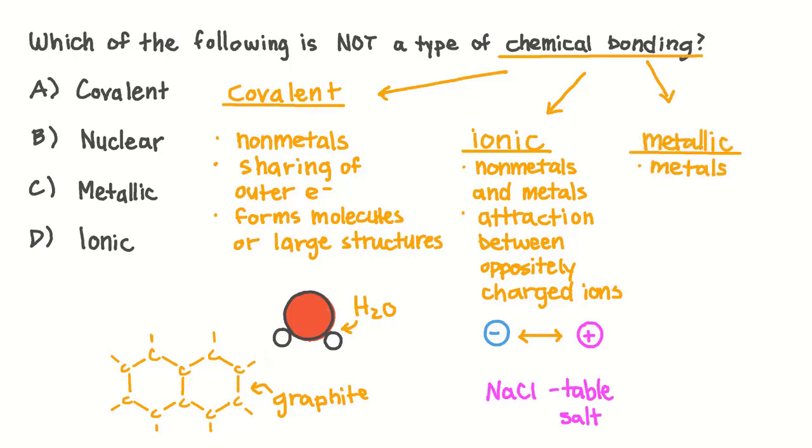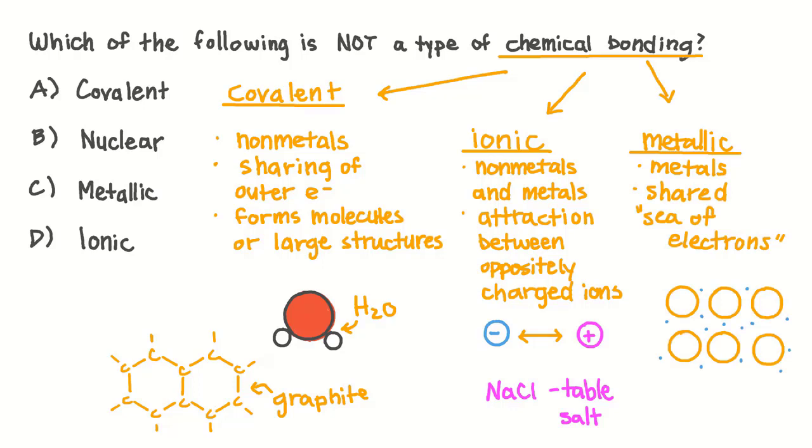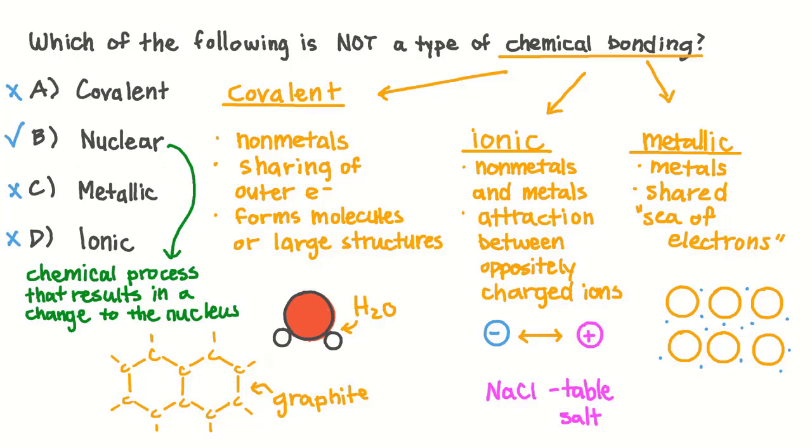The final kind of bonding is metallic bonding, which, as the name suggests, occurs between metals. This type of bonding features electrons that are shared between the metal nuclei that flow around the nuclei like a sea of electrons. So as we can see, answer choices A, C, and D all refer to types of chemical bonding. Nuclear does not. Instead, it refers to a type of chemical process that generally results in a change to the nucleus of an atom.